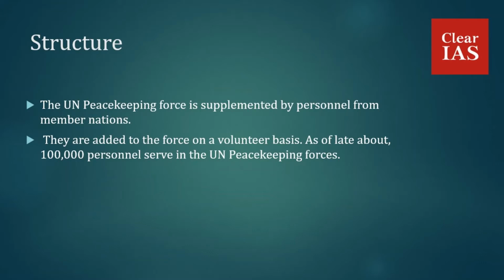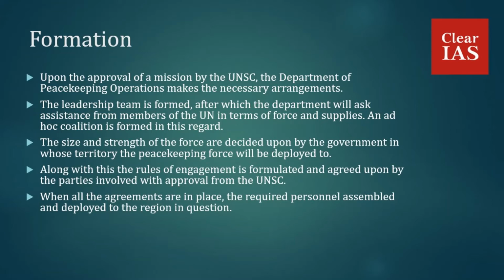Now we'll discuss the formation of the UN peacekeeping force. It happens when a peace treaty is signed or negotiated. The parties involved might request the United Nations to deploy a peacekeeping force to maintain order and ensure that elements of the agreed upon peace treaty are implemented. Upon the approval of a mission by the UNSC, the Department of Peacekeeping Operations makes the necessary arrangements. The leadership team is formed, after which the department will ask assistance from members of the United Nations in terms of force and supplies. An ad hoc coalition is formed in this regard.